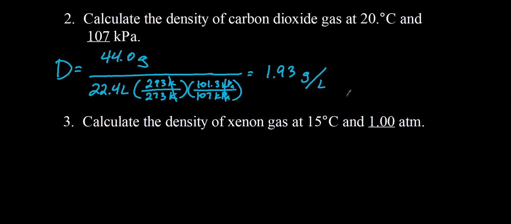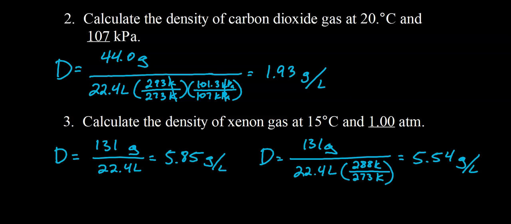All right, so go ahead and try this one. Actually, let's do a comparison. Calculate the density of xenon gas at STP first, and then calculate the density of xenon at 15 degrees Celsius and 1.00 atmospheres. Go ahead and pause and do both those calculations now. So here are our setups at STP. The density is 5.85 grams per liter.